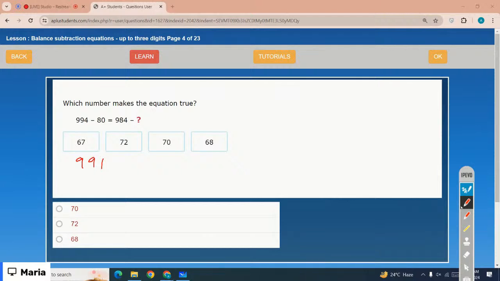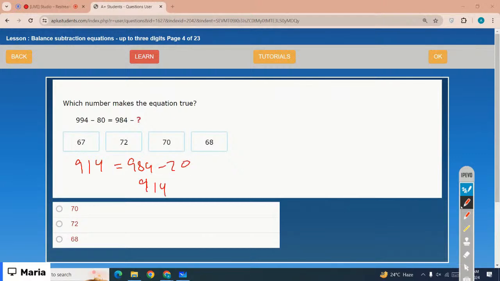991, right? So when you subtract, sorry, hold on. 4 take away 0 is 4, that is 914. So when you subtract 70 from 984, yes, that gives exactly the answer 914.